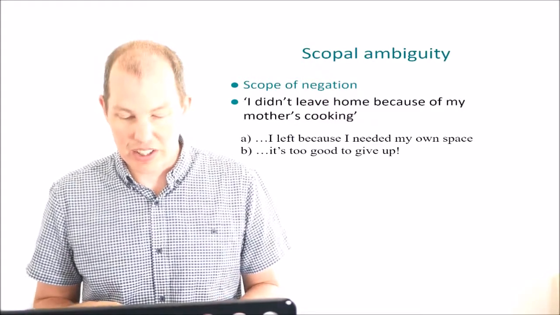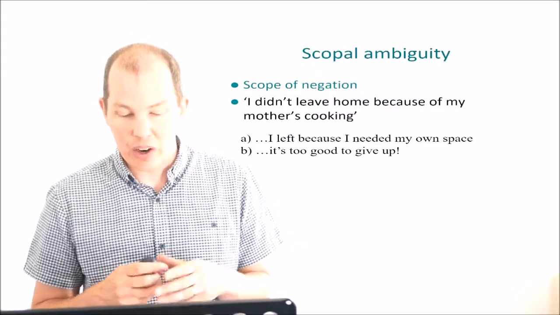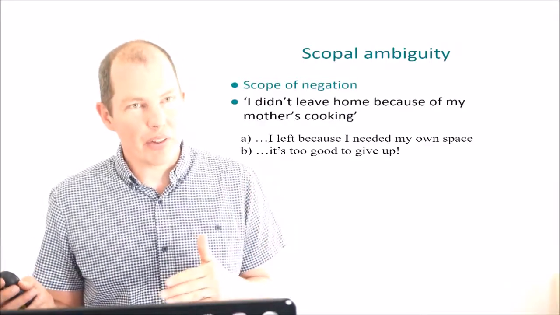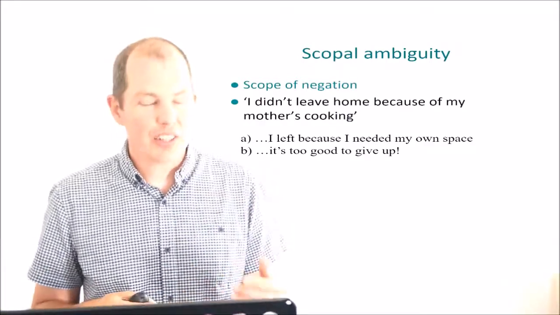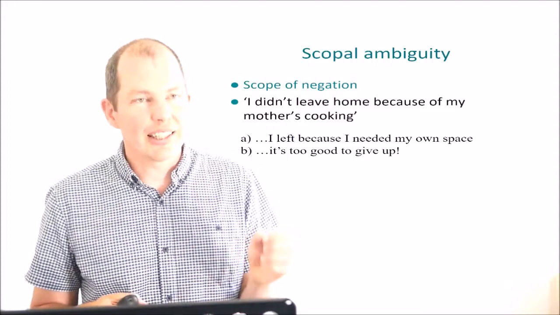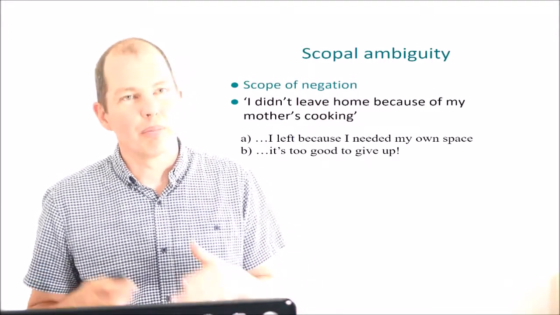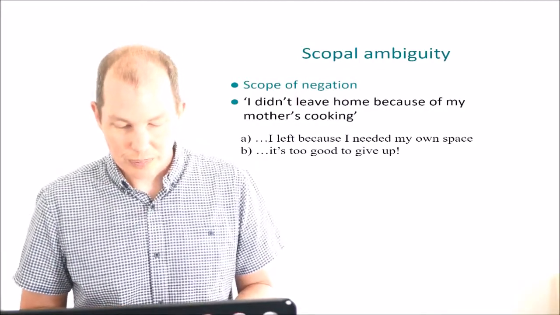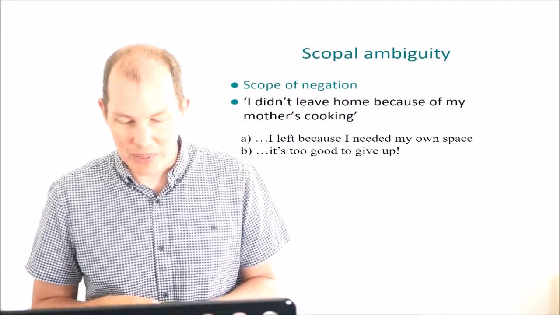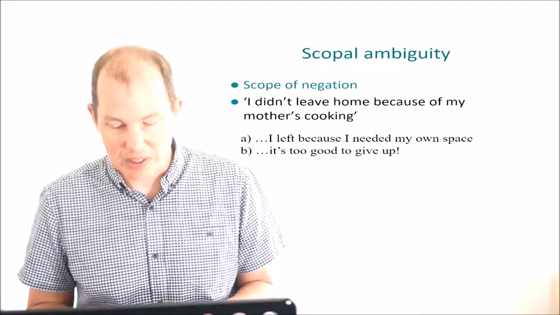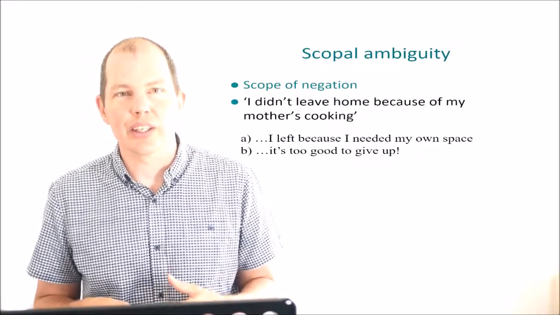Under the first interpretation, the negation has scope over the whole of the rest of the sentence. So I didn't leave home because of my mother's cooking. Under the second interpretation, it's just "leave home" that is negated. I didn't leave home because of my mother's cooking. You might enjoy making up your own examples of this kind of sentence, but also listen out for examples of scopal ambiguity in your conversations with others this week.